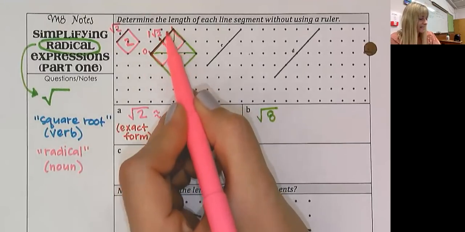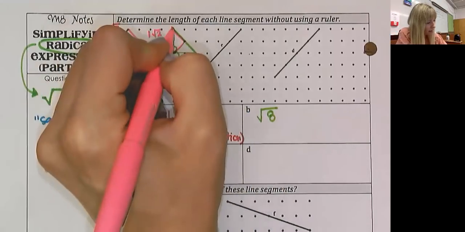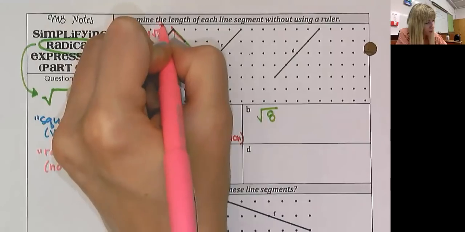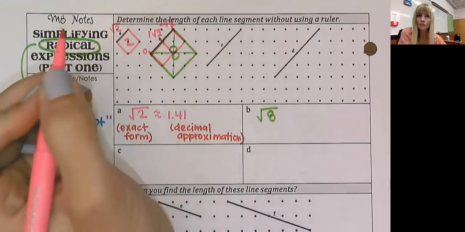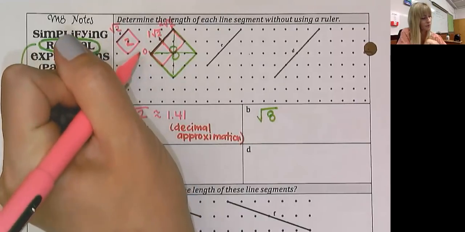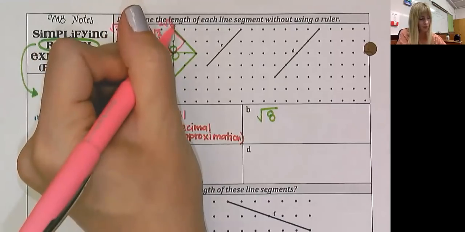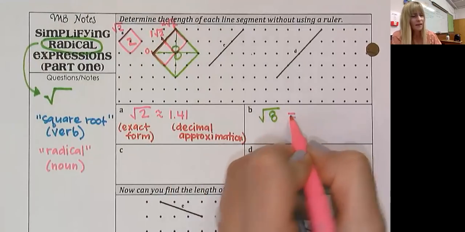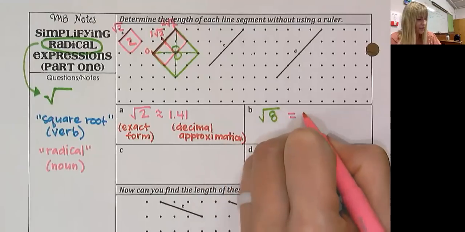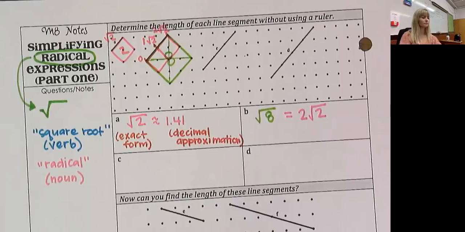And isn't this distance right here just another square root of 2? So this distance here is actually 2 square root of 2. That's how we say that out loud. I'll say that again. If I'm counting by square root of 2, this is 0, 1 square root of 2, 2 square root of 2. And you know what that tells me? That tells me that square root of 8 is actually exactly the same as 2 square root of 2.